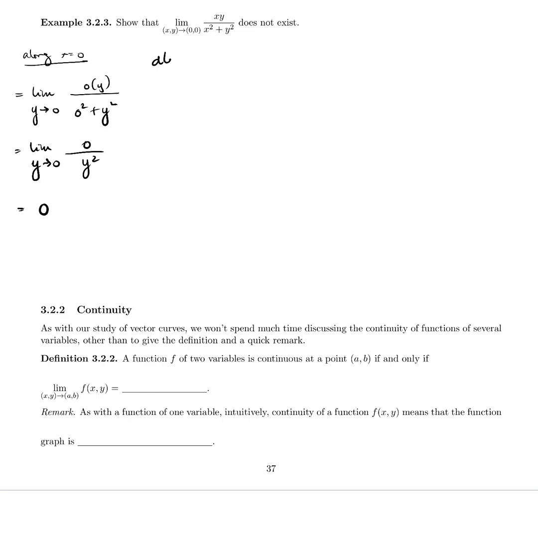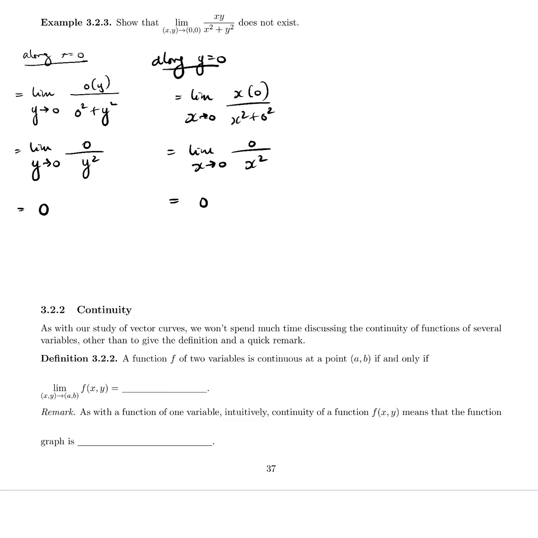If we go along the x-axis, so along y equals 0, then our limit becomes the limit as x goes to 0 of x times 0 over x squared plus 0 squared, which is the limit as x goes to 0 of 0 over x squared. Simplify. The limit as x goes to 0 of 0 is 0. So those two approaches gave me the same value.